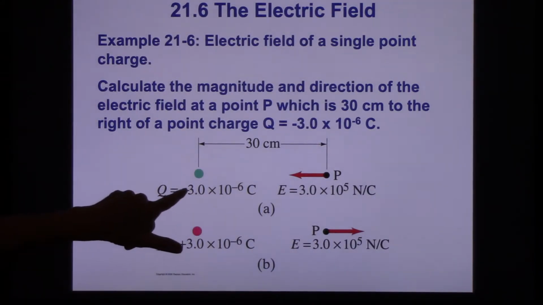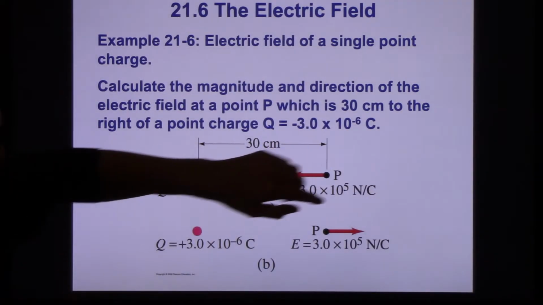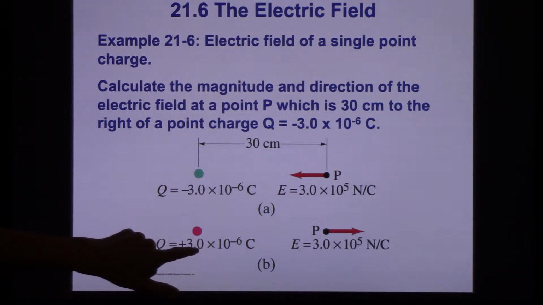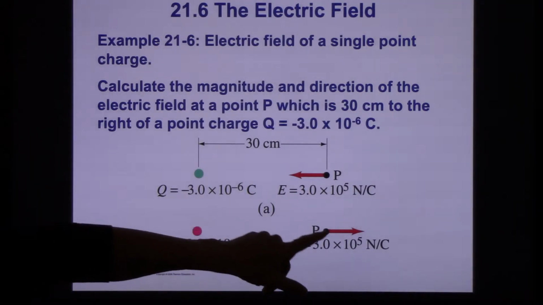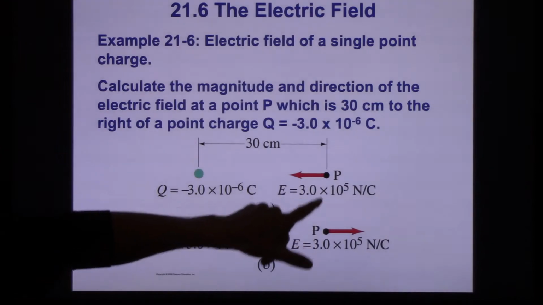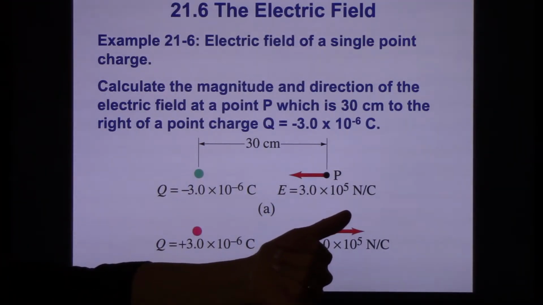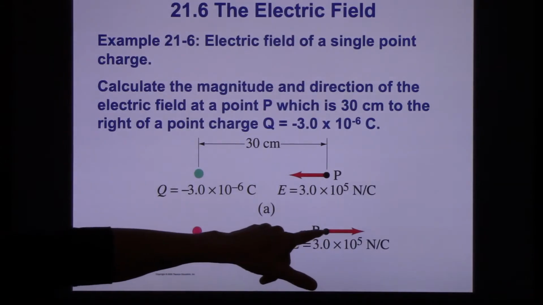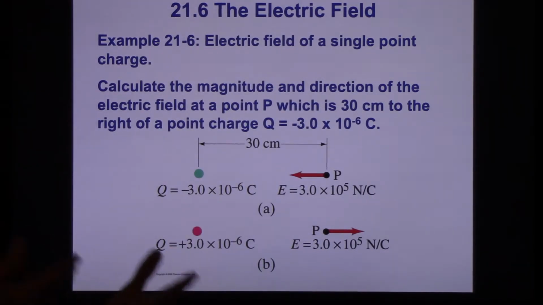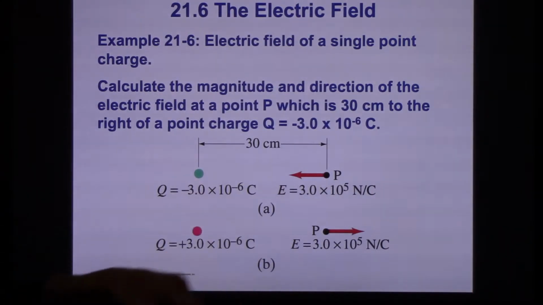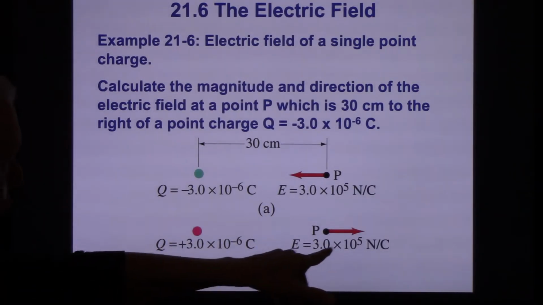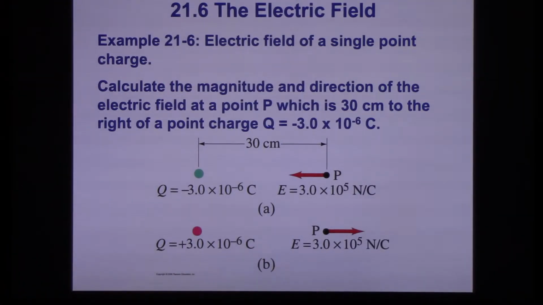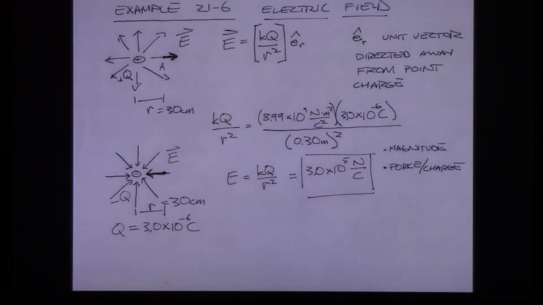Because when we replace the negative charge with, okay, now I've got to cover these up. Now we're going to replace this with a positive charge, same magnitude of charge, but positive instead of negative. Then at that same location in space, the only effect is to reverse the vector directions. So again, these two vectors refer to the strength of the electric field at one point, and it's that point right there. Now they're claiming that when we do the calculations, it's going to be 300,000 newtons per coulomb. Those are going to be the units for our electric field. Let's see where that comes from.